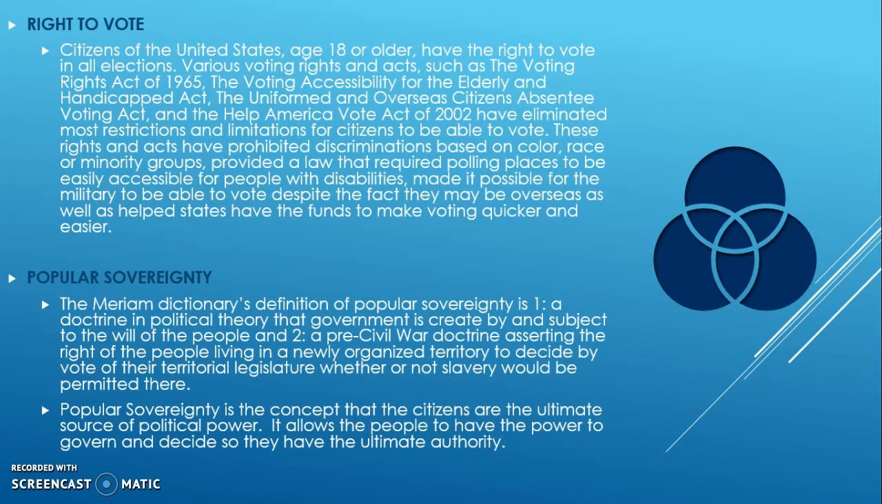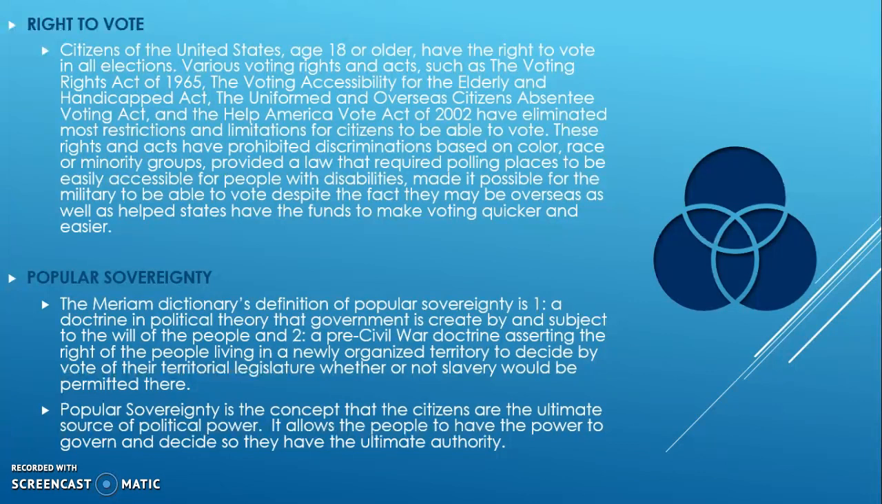The right to vote includes citizens of the United States age 18 or older have the right to vote in all elections. Various voting rights and acts, such as the Voting Rights Act of 1965, the Voting Accessibility for the Elderly and Handicapped Act, the Uniformed and Overseas Citizen Absentee Voting Act, and the Help America Vote Act of 2002 have eliminated most restrictions and limitations for citizens to be able to vote.